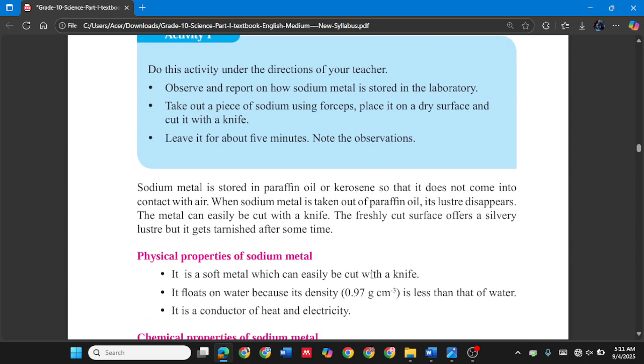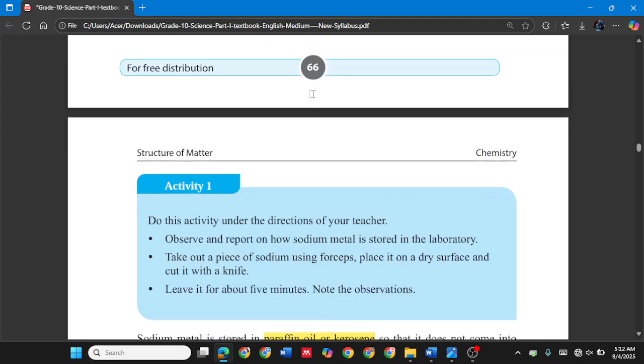Now, sodium metal is stored in paraffin oil or kerosene, so that it does not come into contact with air. When sodium metal is taken out of paraffin oil, its luster disappears with time. Why? Because it reacts with air very quickly. The metal can easily be cut with a knife. The freshly cut surface offers a silvery luster, but it gets tarnished after some time.